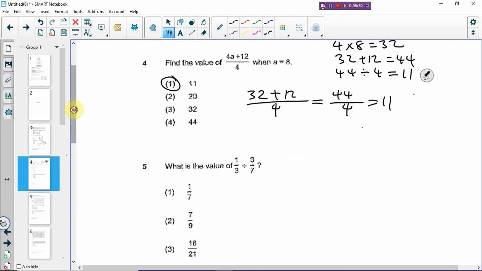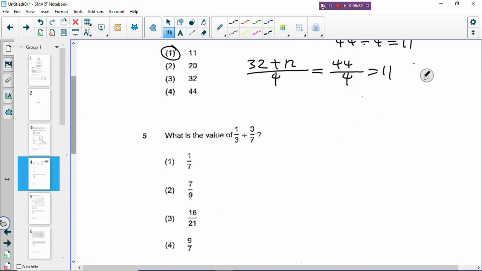Okay, the next one, what is the value? This is testing you on dividing fractions. So 1/3 divided by 3/7. Your teacher will have taught you to keep the first fraction, change the divide to times, and flip the second number upside down. And it can be cancelled to make the numbers smaller.